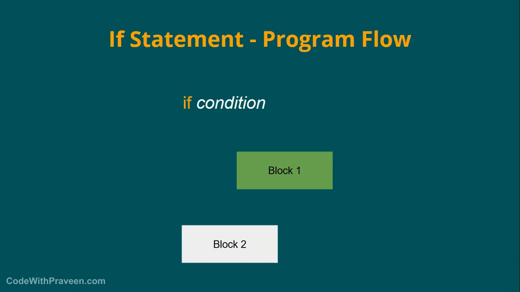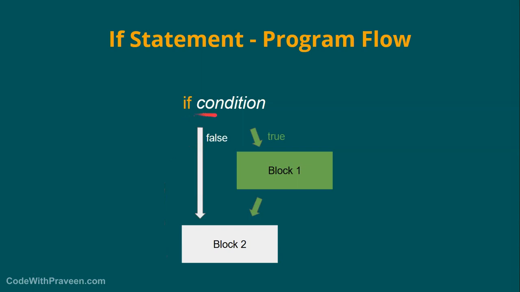Let us see the program flow in case of the if statement. We here have the if keyword followed by the condition. So what we want to achieve is, if this condition executes and it is true, then execute this set of block. If suppose this condition is false, then you execute only this set of block. So this we want to achieve using the if statement. So the program flow is typically like this.